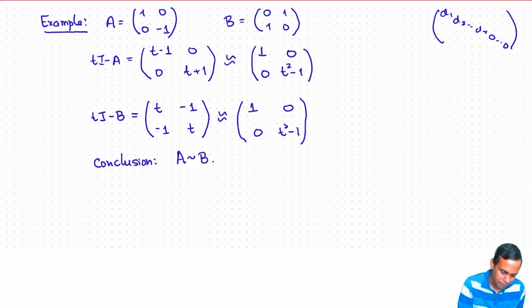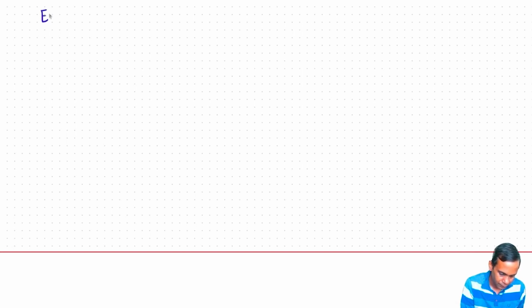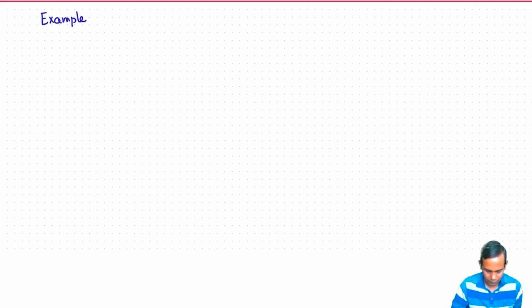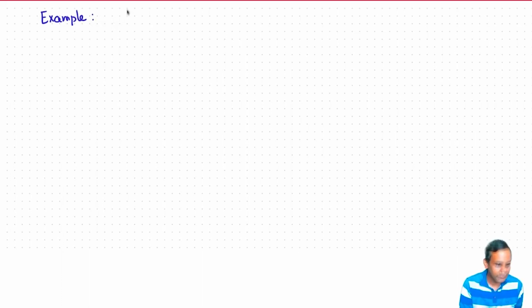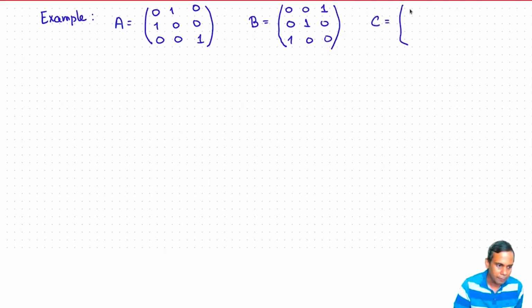Let's just look at one more example. So let's look at 3 matrices this time, 3 by 3 matrices. Let's take A to be the matrix 0, 1, 0, 1, 0, 0, 0, 0, 1, B to be the matrix 0, 0, 1, 0, 1, 0, 1, 0, 0, and C to be the matrix 0, 0, 1, 1, 0, 0, 0, 1, 0.